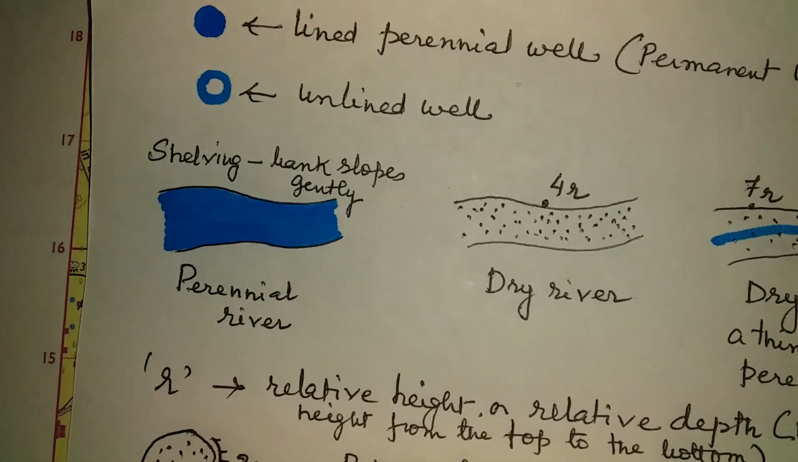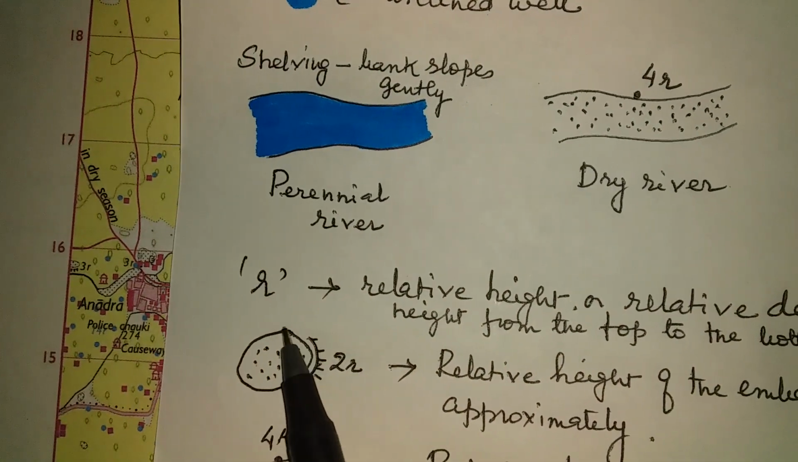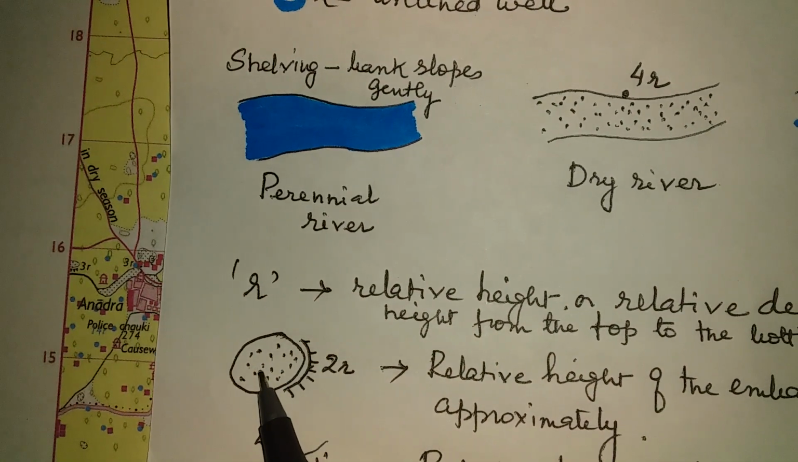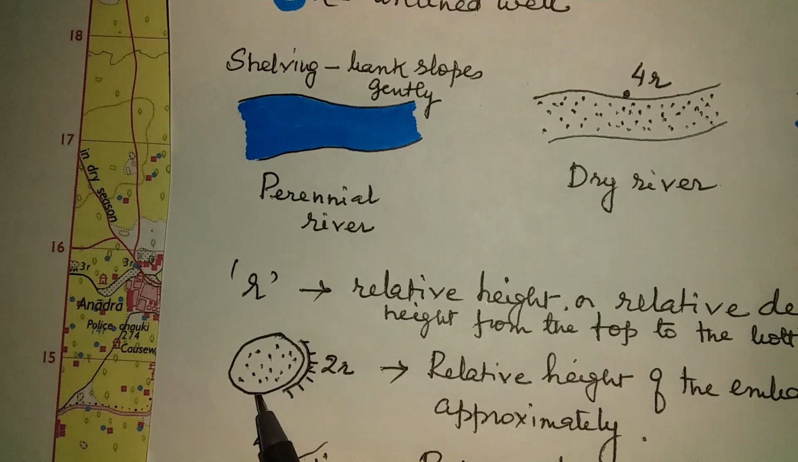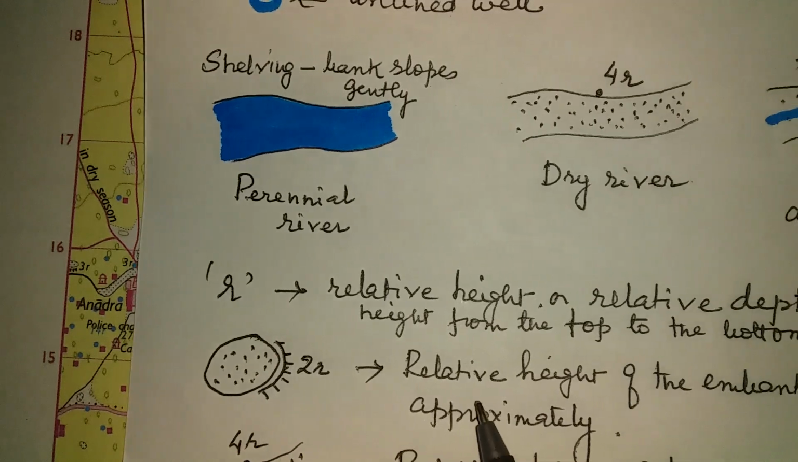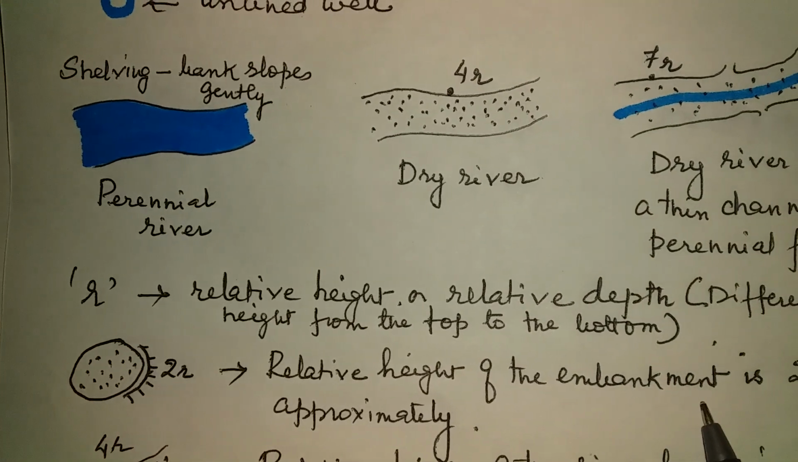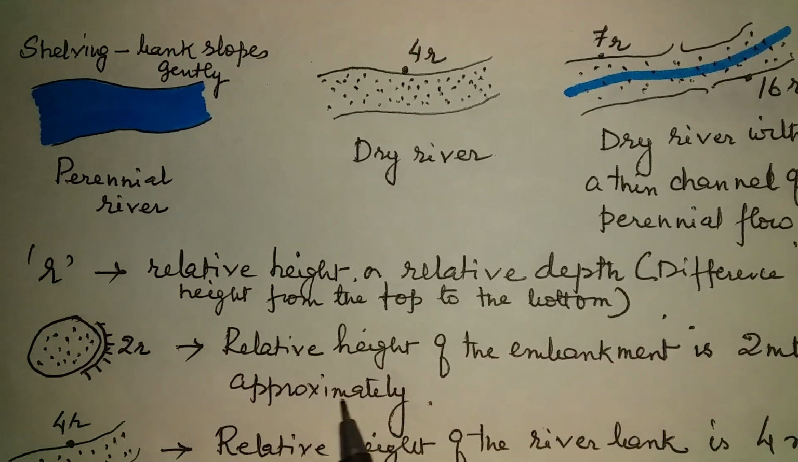Now this R can be written alongside a tank also. This is an example of a dry tank. And this is the symbol for embankment. So this tank has an embankment. That means it is a man-made feature. If it is without embankment, then it can be taken as a natural feature as well as a man-made feature. Now the 2R written here means the relative height of the embankment is 2 meters approximately.